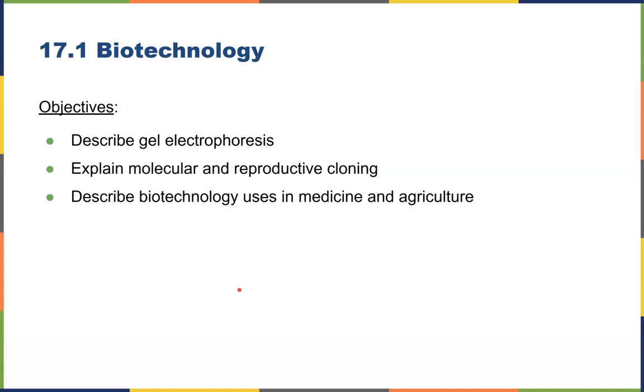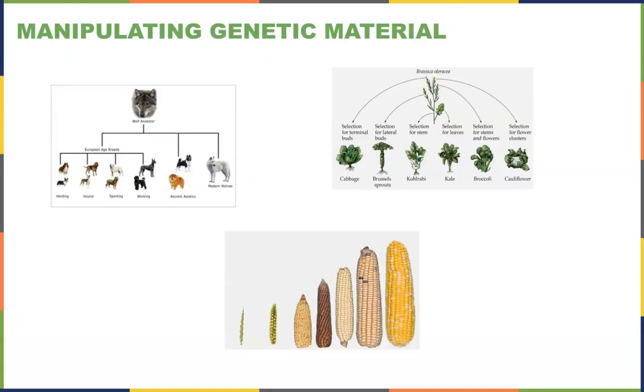We're going to start off, of course, with 17.1, and that's going to cover biotechnology. So we're going to look at some of the devices and procedures and how we analyze DNA. So we'll look at gel electrophoresis, and we'll look at molecular and reproductive cloning, how they're different, and then biotechnology in medicine and agriculture as well.